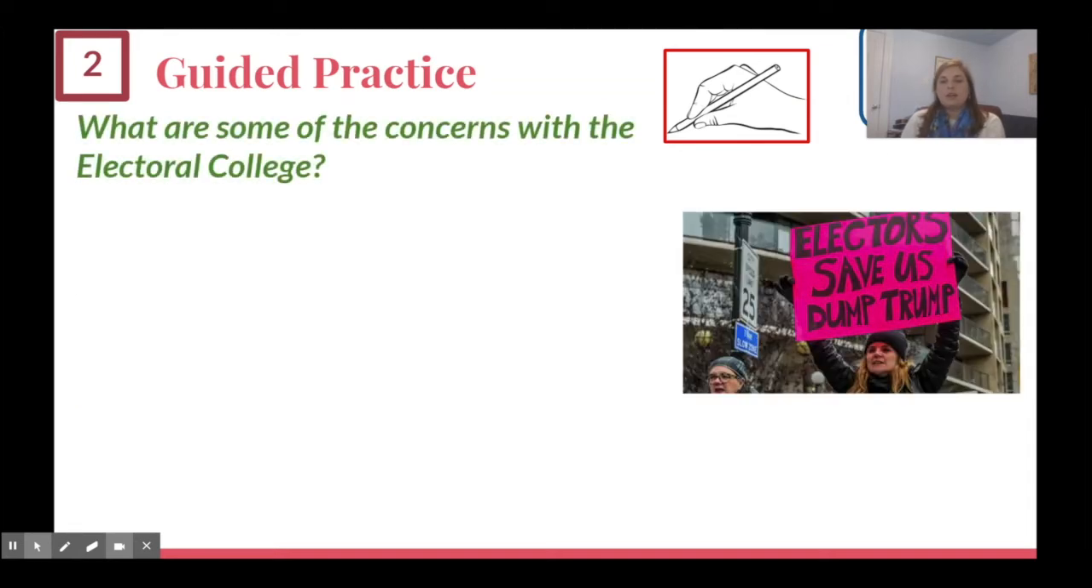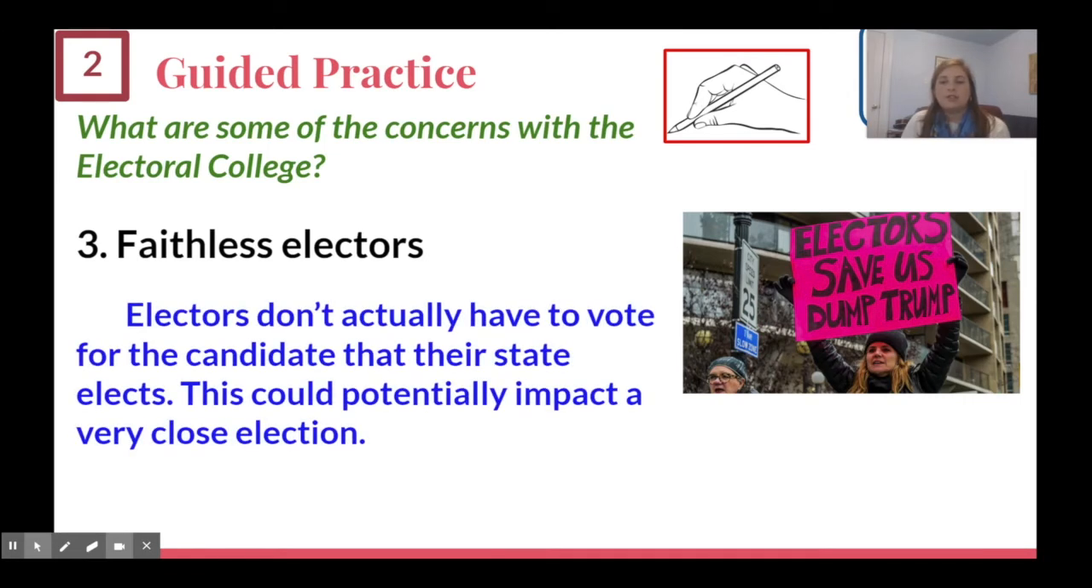Okay, and then a third concern is this idea of faithless electors. Electors don't actually have to vote for the candidate that their state elects. So despite having this winner-take-all system, there's no law that says that electors have to choose the candidate that won the popular vote in their state. These would be known as faithless electors, people who vote incorrectly, right? This is rare, but it does happen.